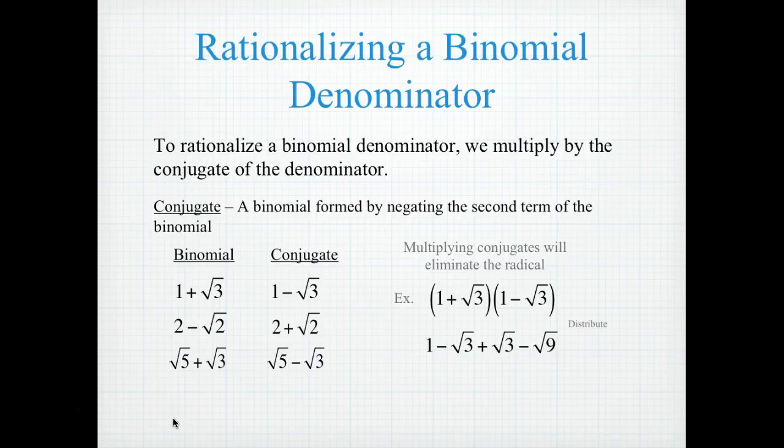When we simplify that, we'll see that the two middle terms, negative root 3 and a positive root 3, add to 0. Those are opposites, so they're going to add to 0. And we simplify the square root of 9 as 3. So when we simplify the expression, we end up with 1 minus 3, which is negative 2. So you see, if we multiply a binomial by its conjugate, we end up with a new term with no radicals.